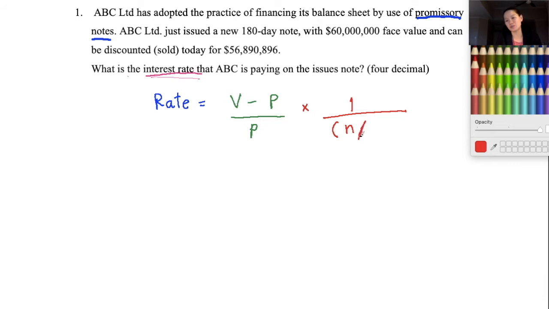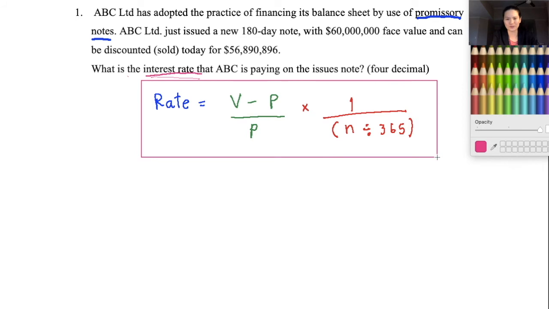You can use this divided symbol because we're going to use a scientific calculator. So I'm going to write divided by 365. You may ask, why does it have to be 365? It comes from the fact that in 1 year we have 365 days. This is the formula, and this is what you really need to know.